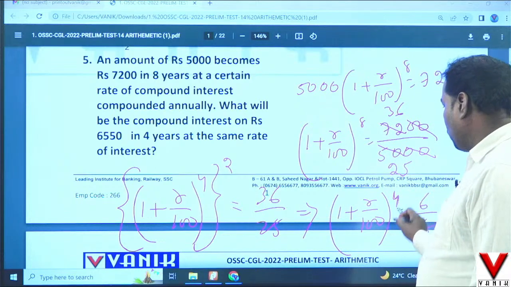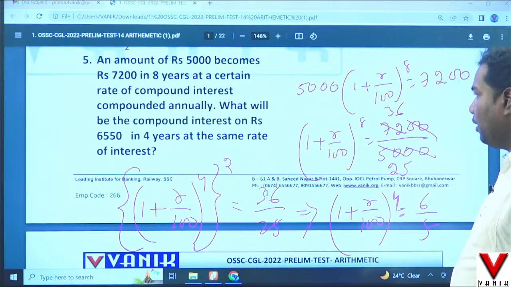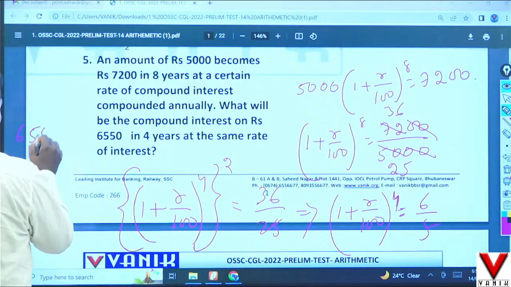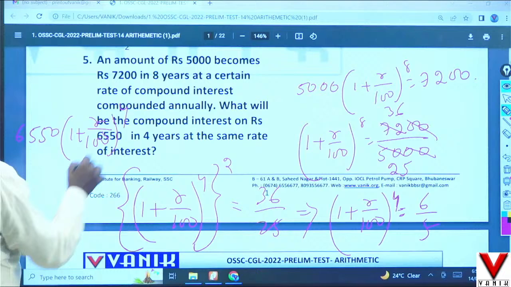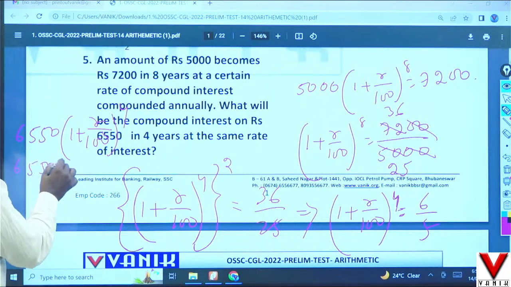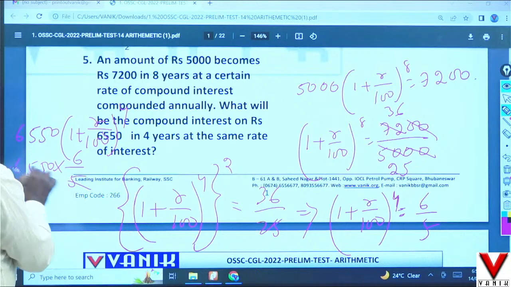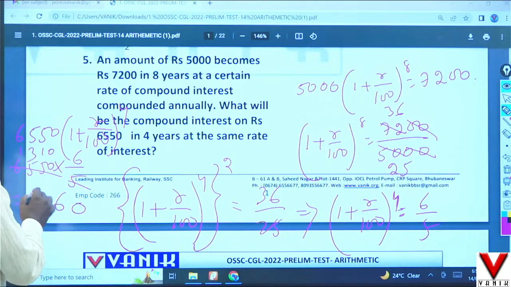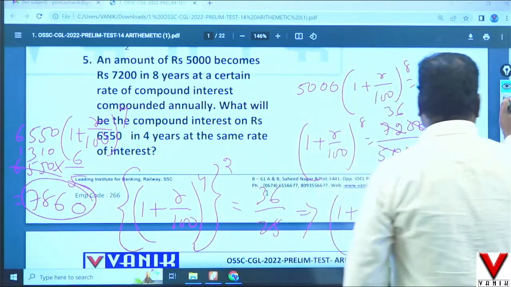When the power is 4, (1 + r/100)^4, this ratio is equal to amount by principal, 6/5. According to the question, 6550 is our principal, so 6550 times 6/5. 5 into 1310 is 6550, then times 6 gives 7860. The answer is 7,860.